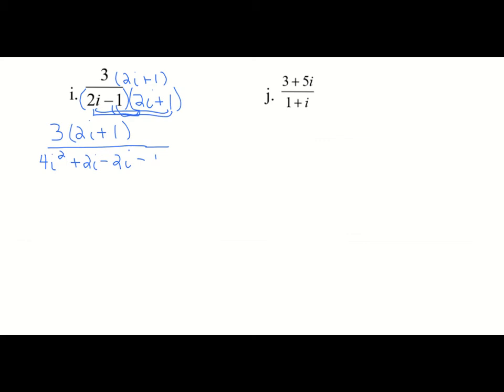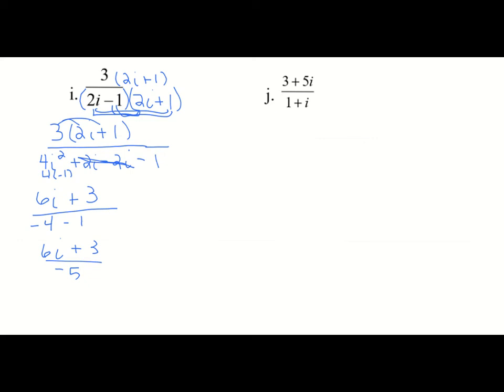Let's go ahead and distribute on the top now. So we get 6i plus 3 on the top. On the bottom, 4i squared. Remember, it's 4 times negative 1, so it's going to be a negative 4. 2i minus 2i. Remember, those middle terms cancel out when you use a conjugate. So we have negative 4 minus 1, which is going to leave me with 6i plus 3 over a negative 5.